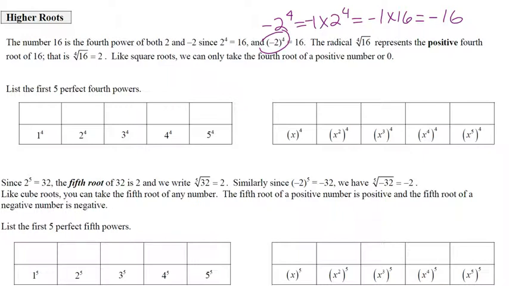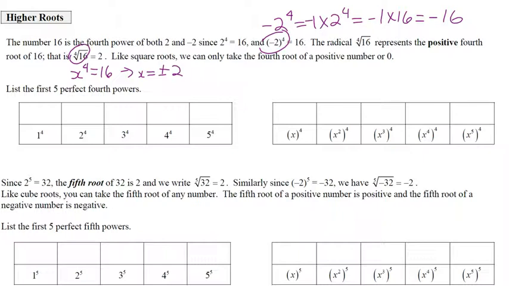So when we say 4th root of 16, we're only talking about 2, not 2 and negative 2. When we say something like x to the 4th is equal to 16, then x is equal to plus or minus 2, right? So there's a difference between solving this and doing this.